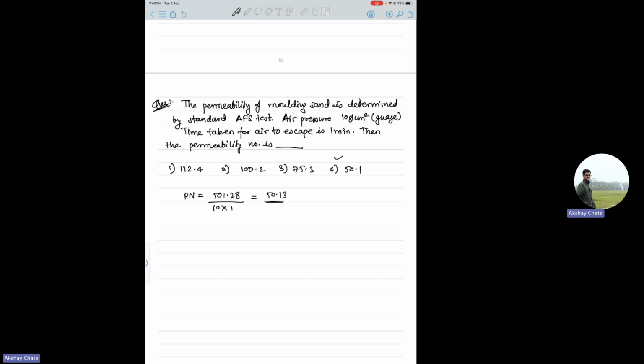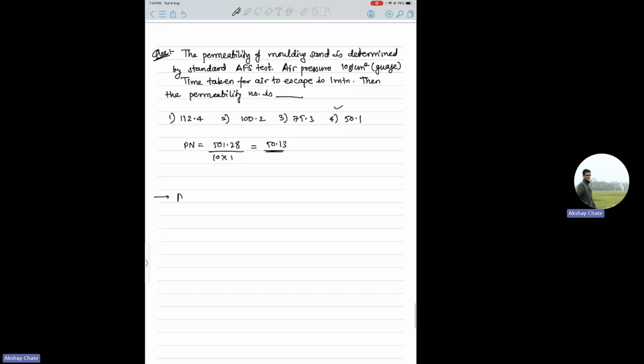Then there was something called die casting. Die casting is nothing but solidification of molten metal, but under pressure. So there you'll have hot chamber die casting or cold chamber die casting. These are typically used for die casting, solidification under pressure. So basically, in casting you have atmospheric pressure, but here you'll have solidification under external pressure.